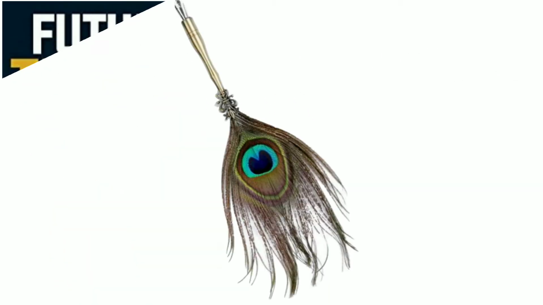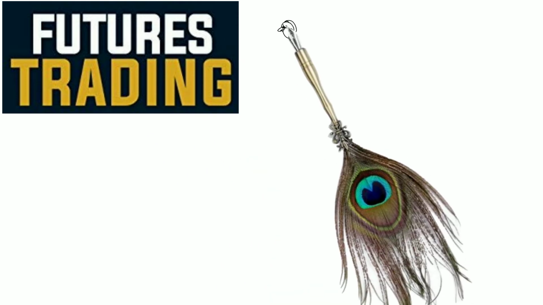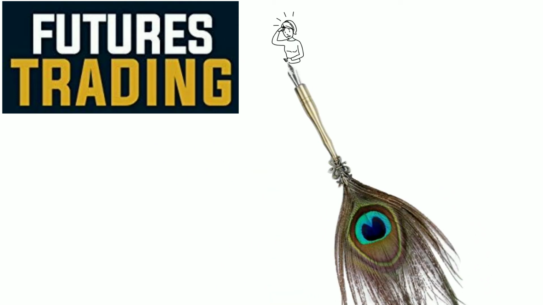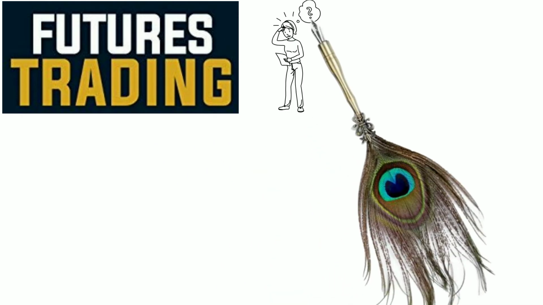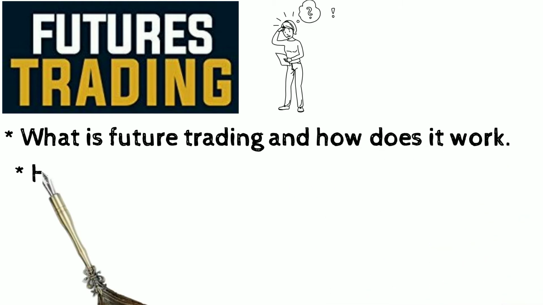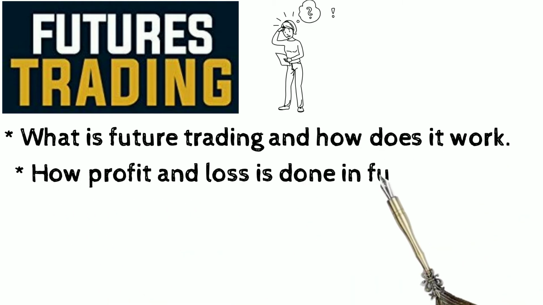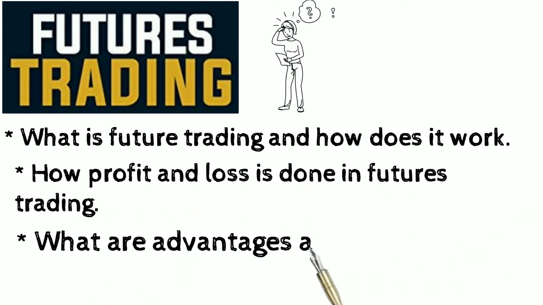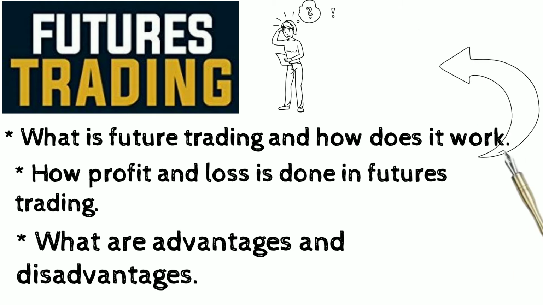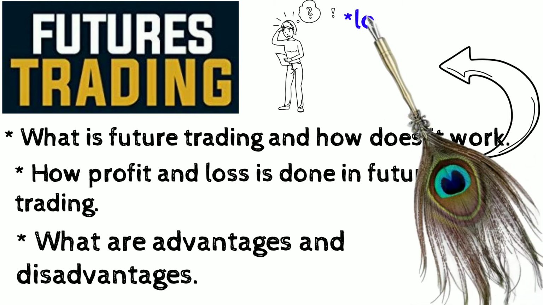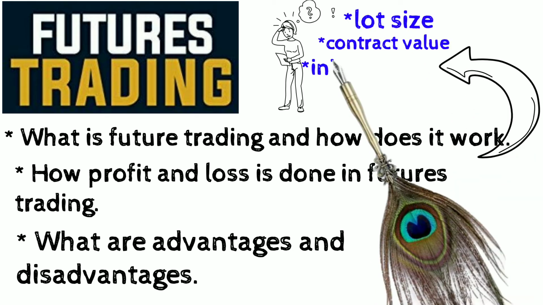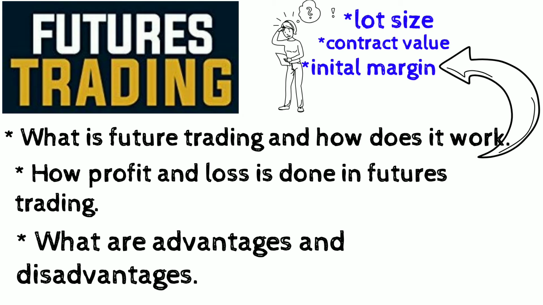Today in this video, let's learn some advanced topics in the derivative share market called futures trading. Futures trading is one of the most advanced levels of trading. Today let's learn what futures trading is and how it works, how profits and losses are made in futures trading, and what the advantages and disadvantages of futures trading are. Along with this, let's also understand what lot size is, what contract value is, and what initial margin is.